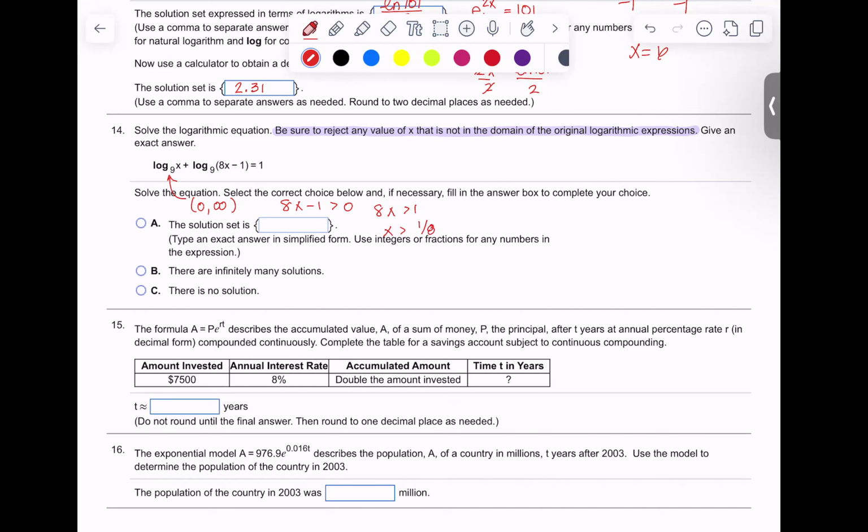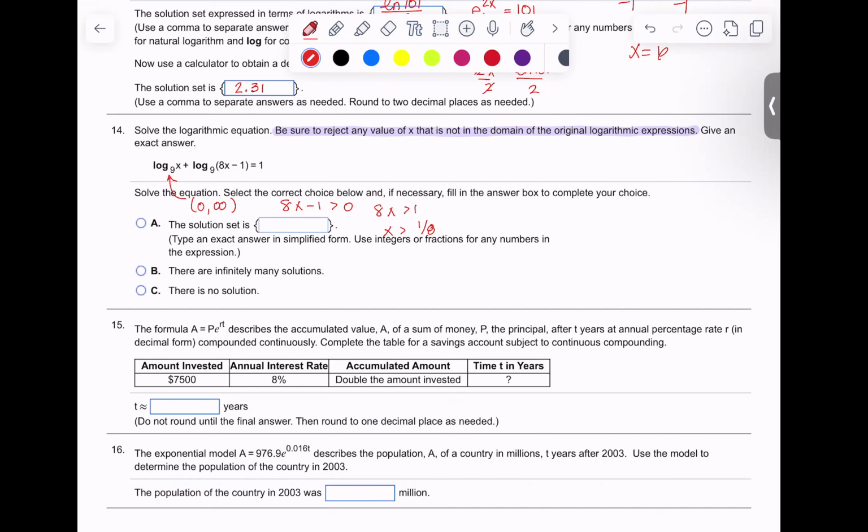So the intersection of those two is that x has to be greater than 1/8. So if you get a solution that's less than 1/8, that's not a solution to this. Now, specifically what you're looking for is, am I going to get a negative solution? And the answer is probably so. If you get a negative solution, it isn't a solution. That's an extraneous solution. That is not actually a solution to the logarithmic equation.